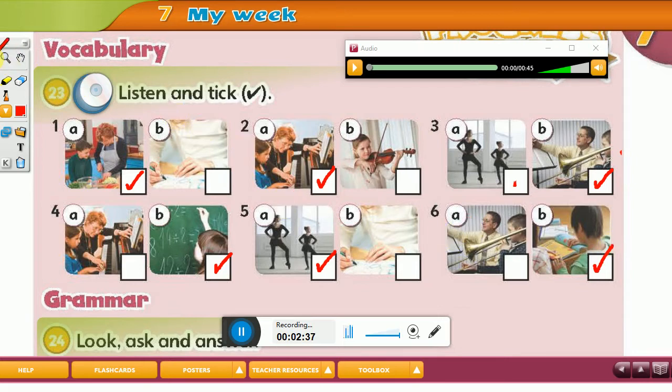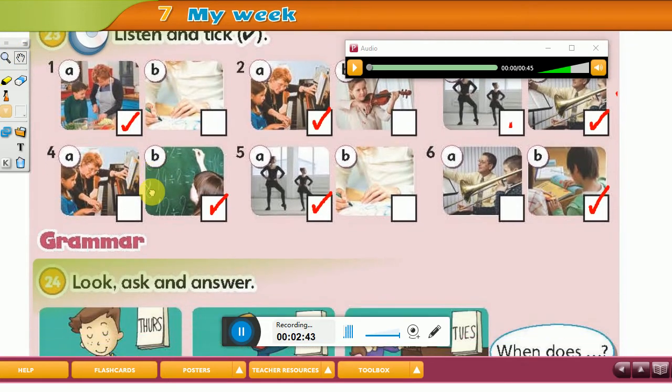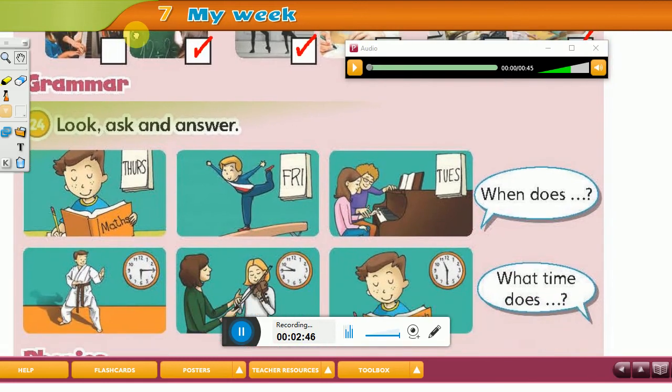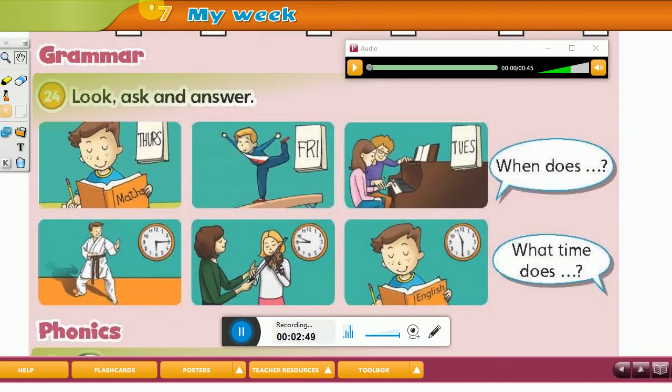Okay. Now, let's see the second question. It's about grammar. Now, how many pictures do we have here? Excellent. We have 6 pictures. We will ask some questions about these pictures by using specific WH question words, which are when and what.